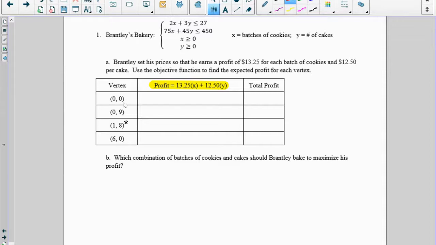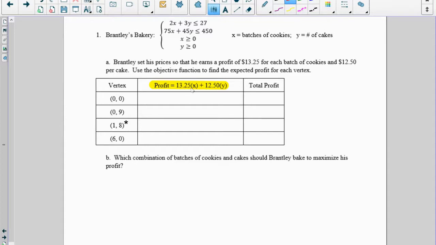All right. Now, once we have our objective function, it's important to point out that these aren't the only combinations of cookies and cakes that he could make. I mean, he could make 2 batches of cookies and 2 cakes, 3 batches of cookies and 4 cakes, 1 batch of cookies and 5 cakes. He could make a lot of different combinations. But the reason why we focus only on the vertices here is because one of these vertices is the place where Brantley is going to be able to make the most profit.